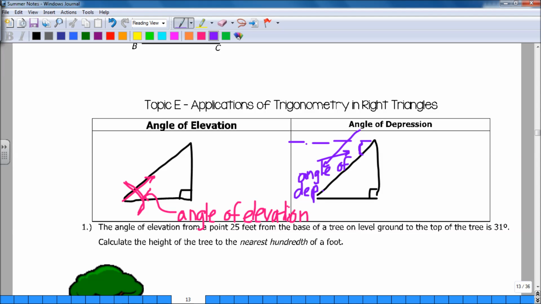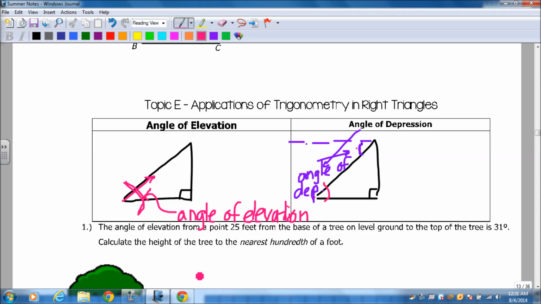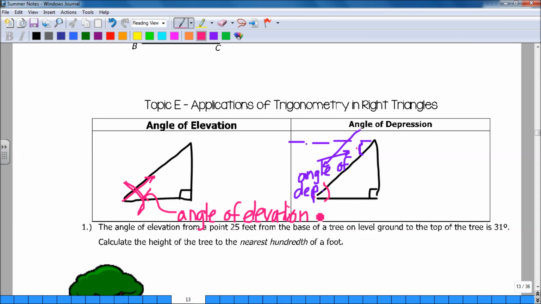One thing that you need to understand is that your angle of elevation and your angle of depression are equal to each other because they are alternate interior angles. You've got two parallel lines right here. Here's one parallel line, here's the other parallel line down here on the bottom, and then here's your transversal. So your angle of depression and your angle of elevation are equal. These two angles are always going to be equal to each other.